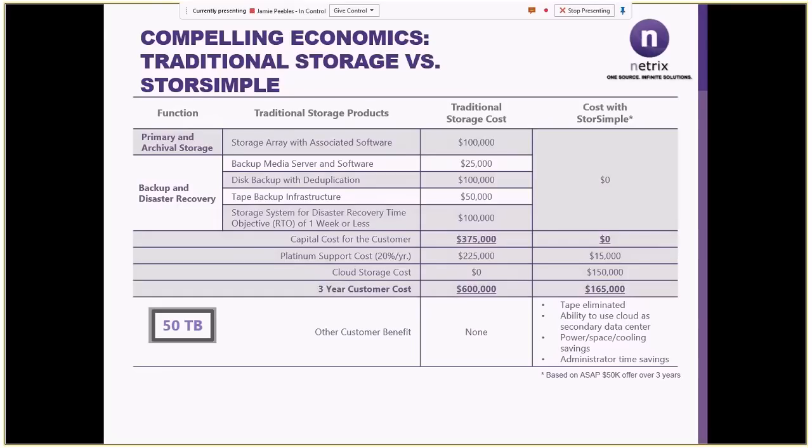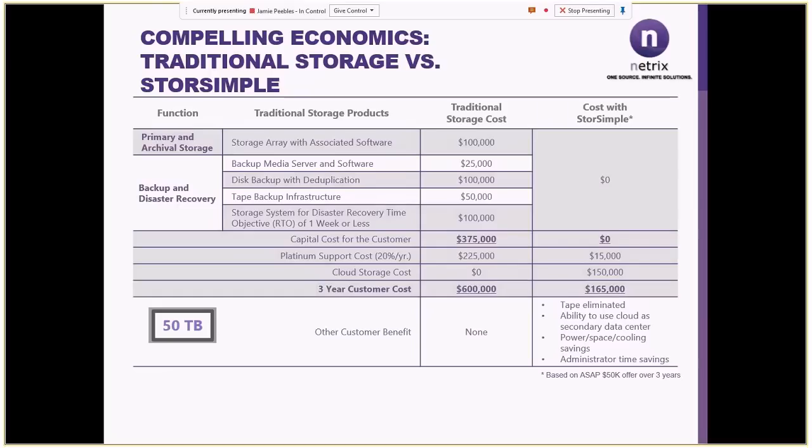With StorSimple, there's our little friendly asterisk at the top. We'll talk about that in a moment. There is nothing to buy from an equipment standpoint, so there's no capital expenditure. There are some support costs that we'll throw in. We'll call that $5,000 a year, and a cloud storage cost of $150,000. And so that gets us to $165,000. If we divide 165 by 600, you'll see some compelling numbers.